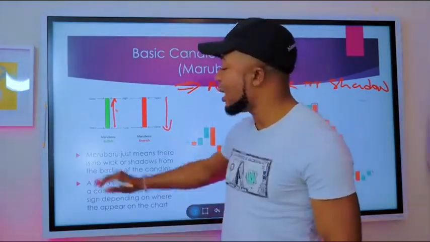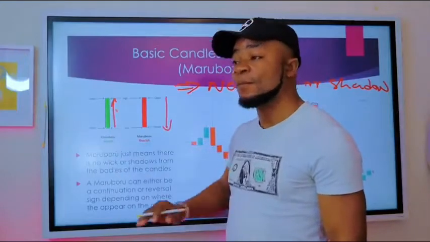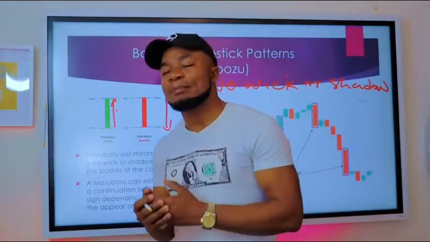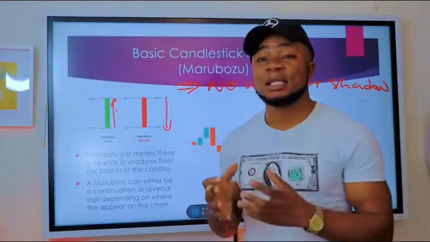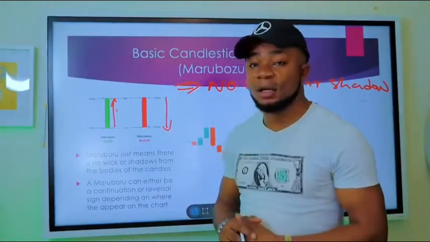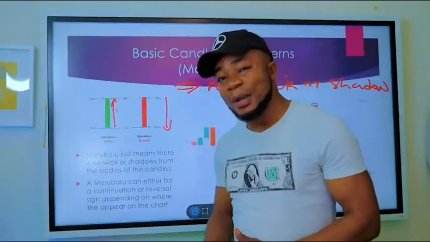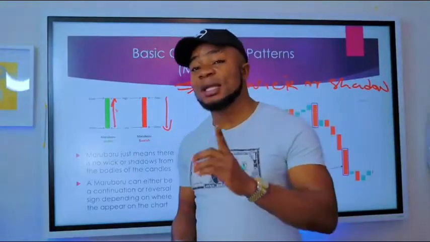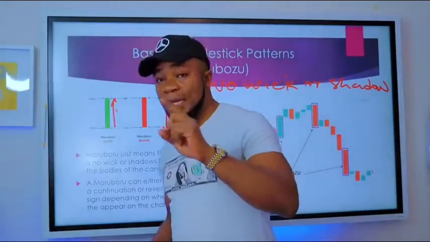If you are in a bullish trend and you see this kind of candle, then it means the buying pressure in the market is still stronger than the selling pressure. And anytime you see this particular structure in a bearish market, it means the selling pressure in the market is still stronger than the buying pressure.